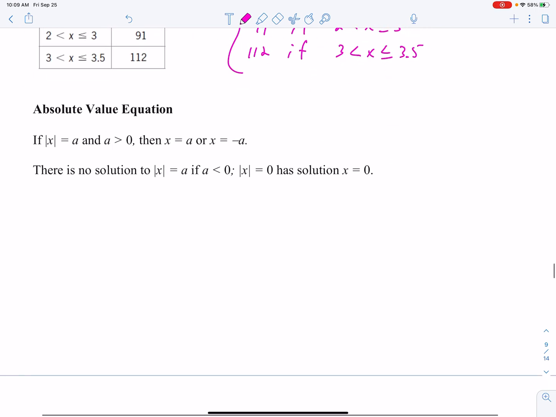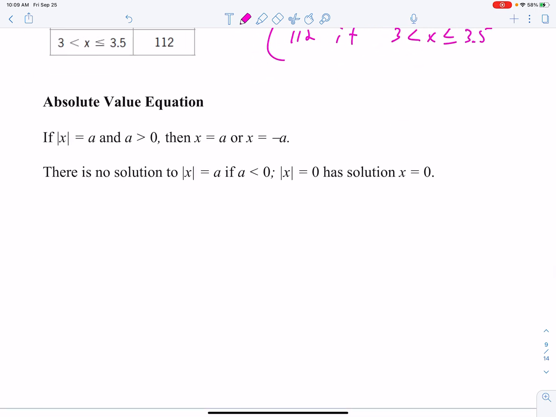Okay. Absolute value, you've seen this before. Absolute value, the two bars around the variable or a number means absolute value. So if absolute value of x equals a and a is greater than 0, so in other words, a is a positive number, right? So if a is positive, then x equals a or x equals negative a. Okay, and that's why you've seen this before. When you solve for an absolute value, you represent both the positive and the negative value.